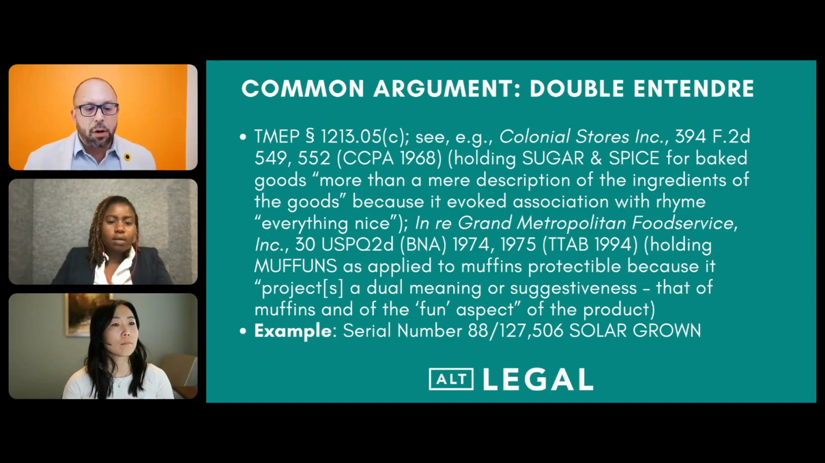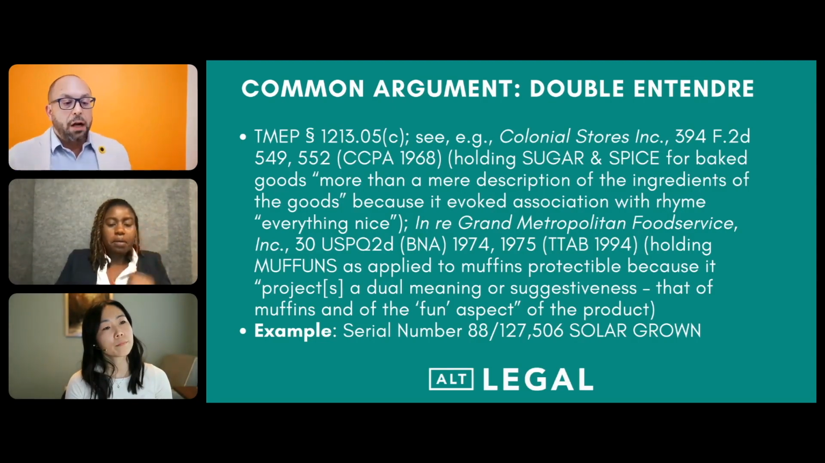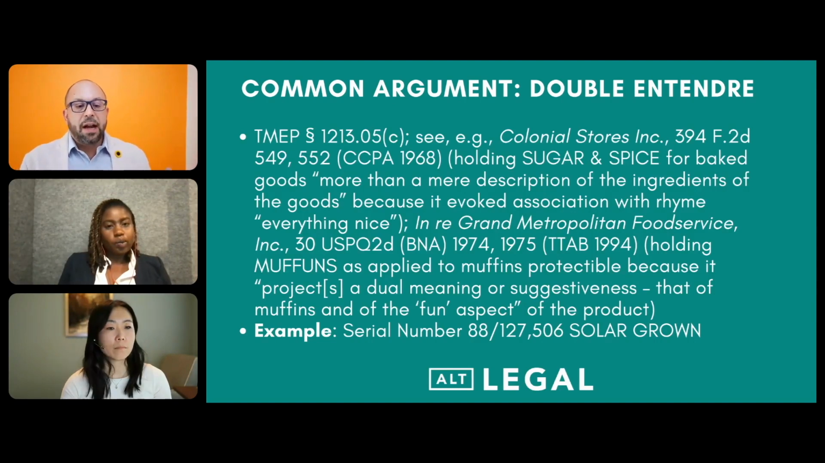There's an example here. You can take the serial number from the slides and actually look at the TSDR history from the examples of these cases that we're providing in the slides. Solar Grown was successful, was able to show that it involved farm products, and that not only were the farm products, of course, grown under the sun, but that the particular use by the client relates to solar energy and solar panels. And so solar had more than one meaning here, a double entendre.